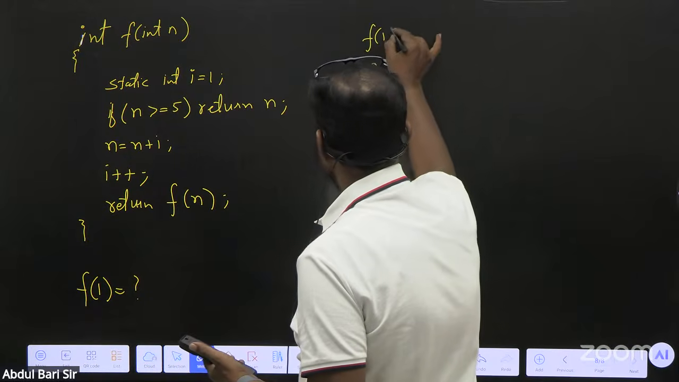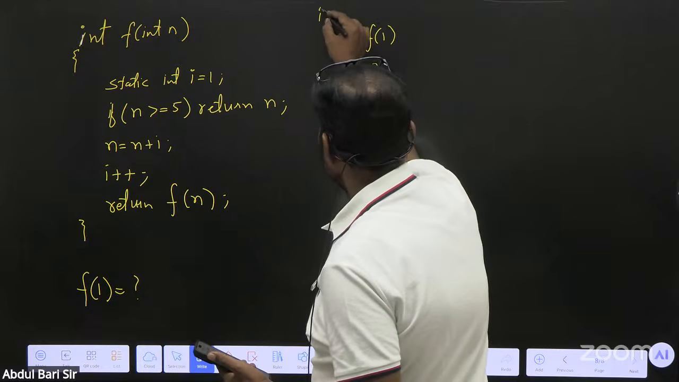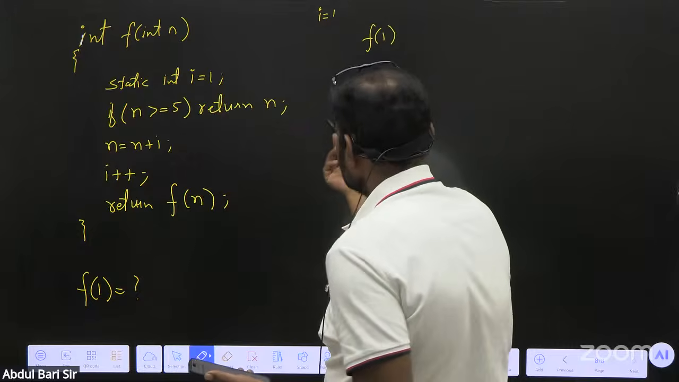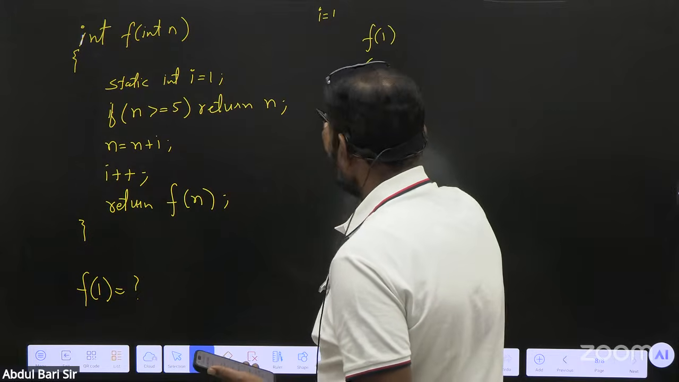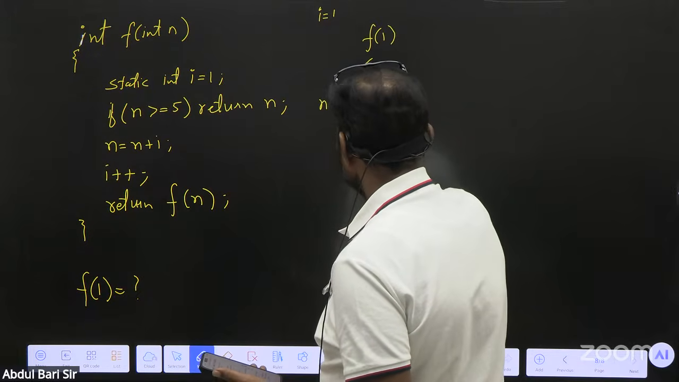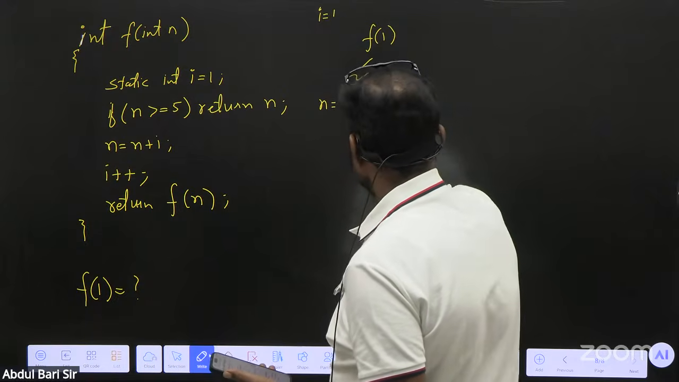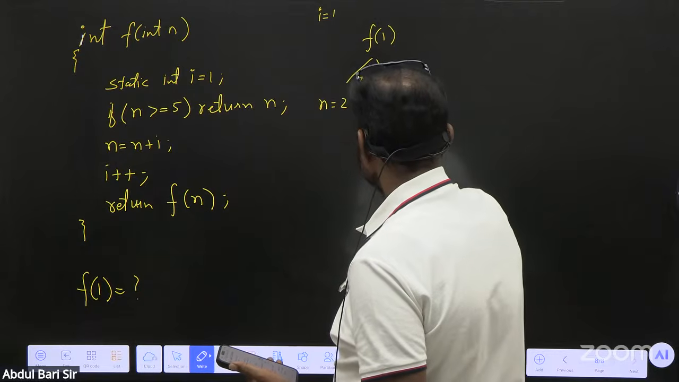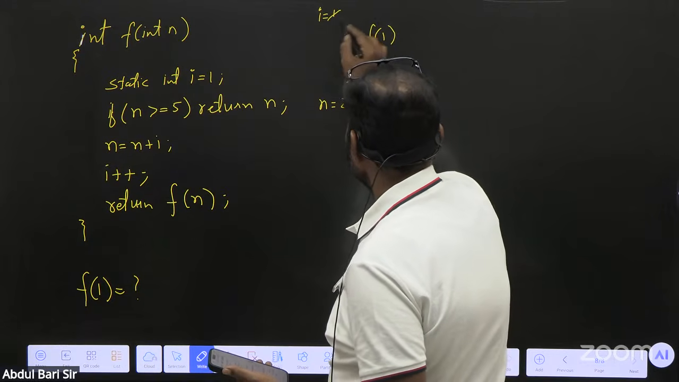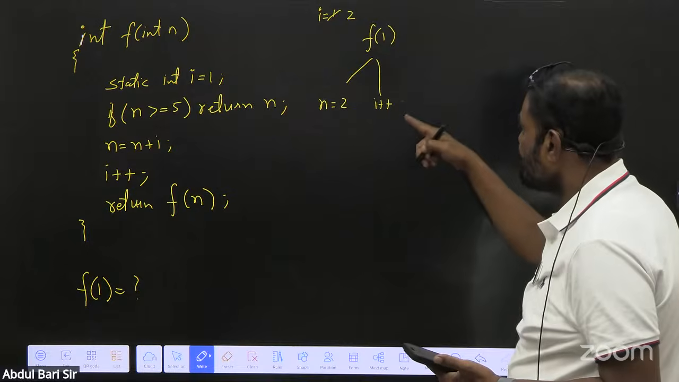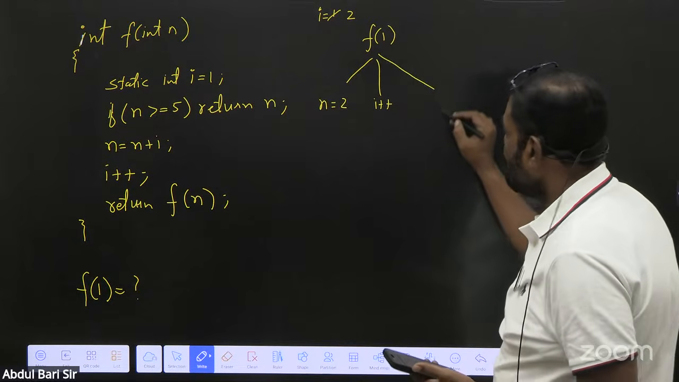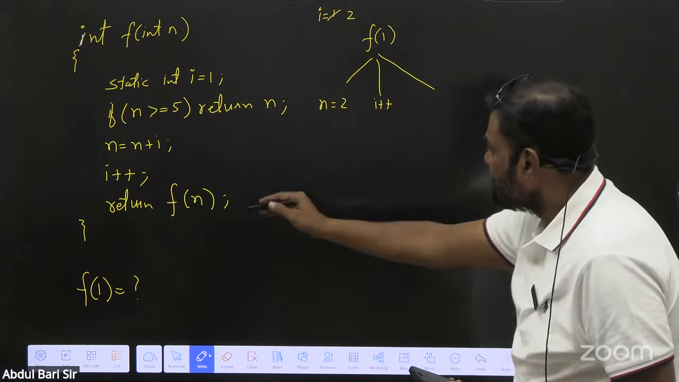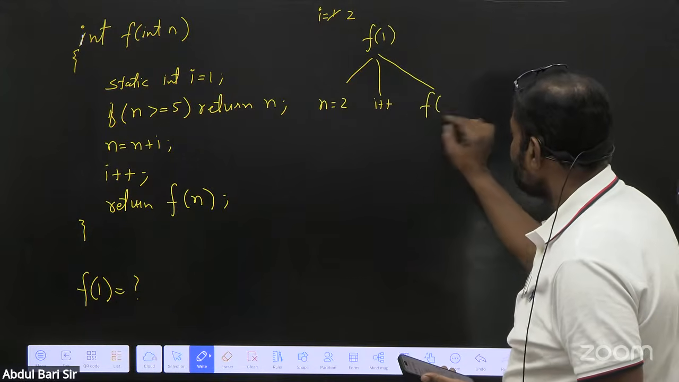f(1). This is having a static variable i, which you can make as 1. Then is n greater than or equal to 5? No. Then one step is n = n + i. What is the value of n? 1, so 1 plus 1 is 2. n becomes 2. And i++ will actually modify this i, so you can write down this statement and make a change there. Then the next statement is going to call f(n). What is the value of n?